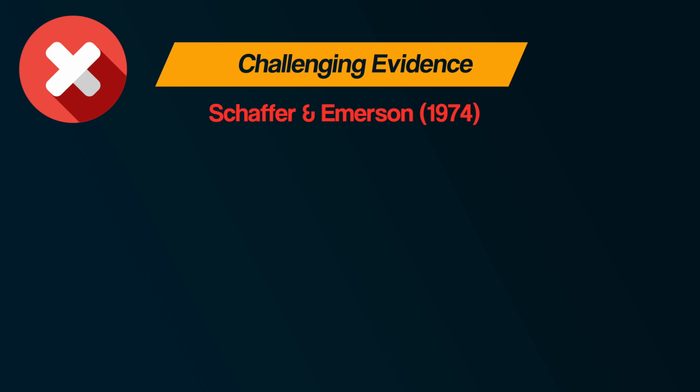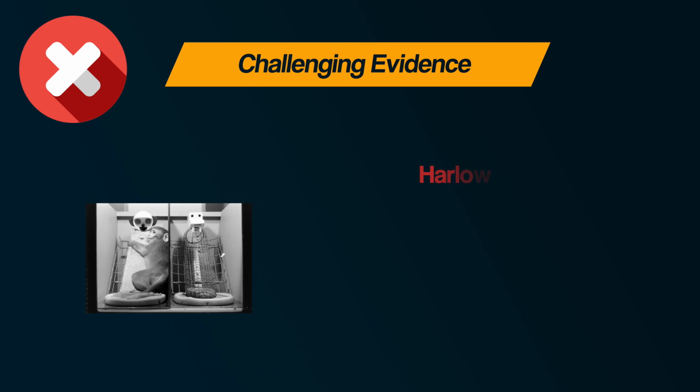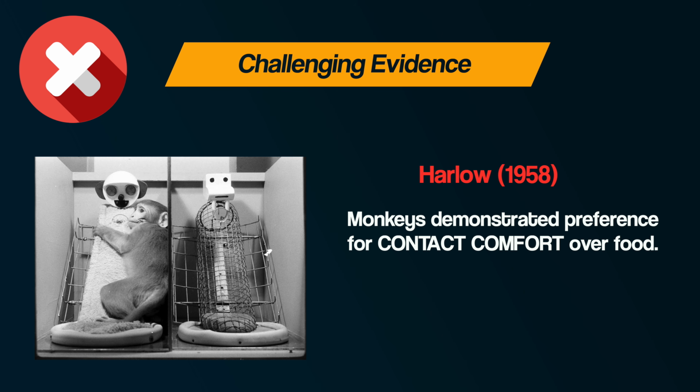However, Schaffer and Emerson's research challenges learning theory by showing that the attachment figure is not necessarily the one who provides food, but rather the caregiver who is most responsive and interactive. This undermines the theory's emphasis on feeding as the primary factor in attachment formation. Harlow's research with rhesus monkeys revealed that attachment was more strongly formed through contact comfort than food, directly contradicting the learning theory's focus on cupboard love.